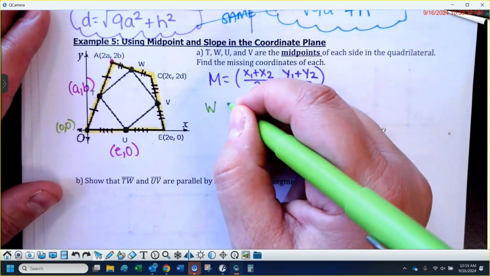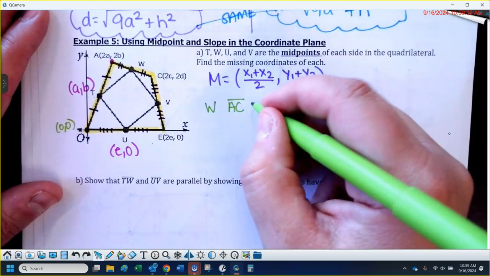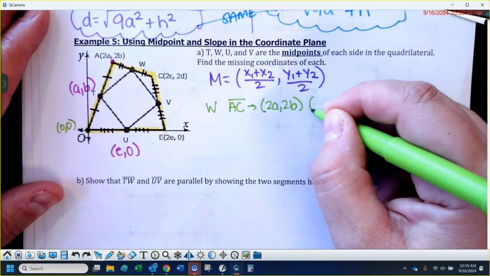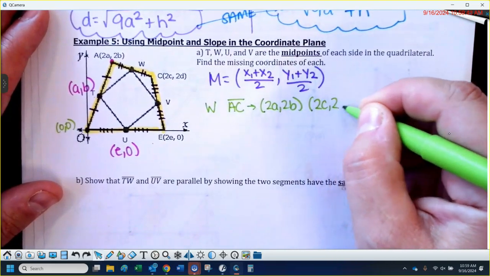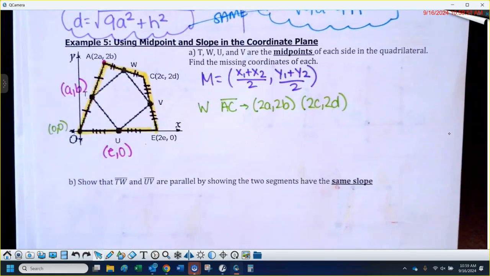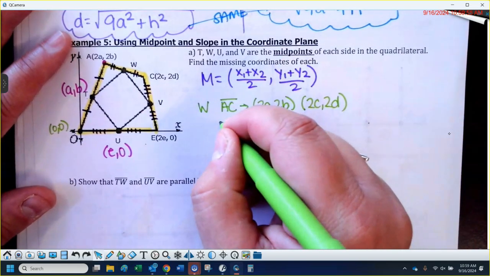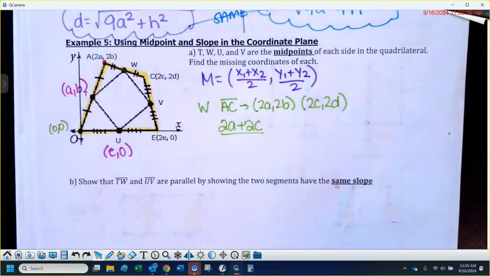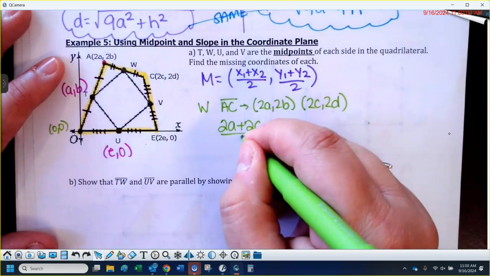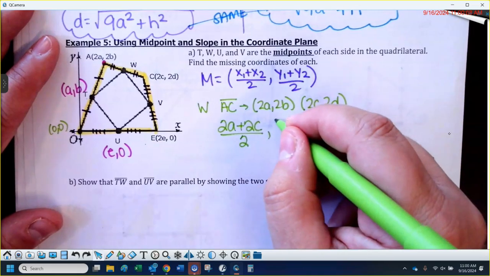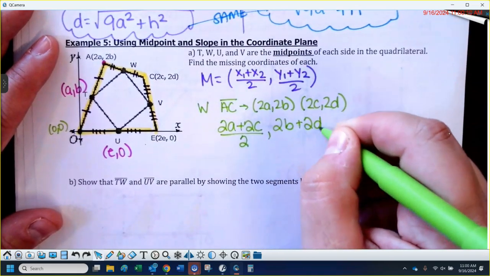So to find point W, it's the midpoint of the segment from A to C. Now, the point A is that 2A, 2B, and the point C is the point 2C, 2D. I know this is really weird because it's still got these letters. But I'm just going to find the midpoint of that segment, just real quick using that formula. So I'm going to grab the two x coordinates. I've got 2a and 2c. We're going to add them up, which we really can't do because those are different variables. And we would cut it in half, divide it by 2. The y coordinates, we got 2b and 2d. Add them up, divide by 2.